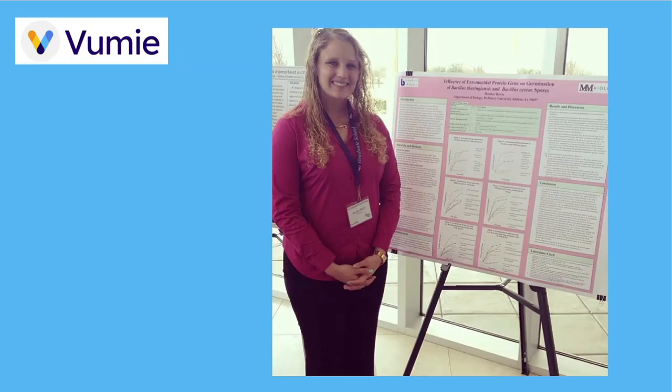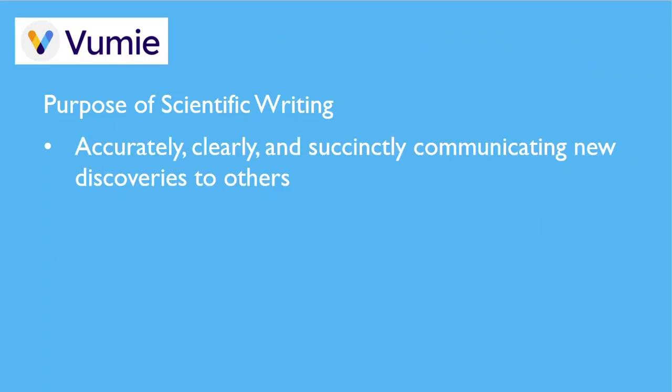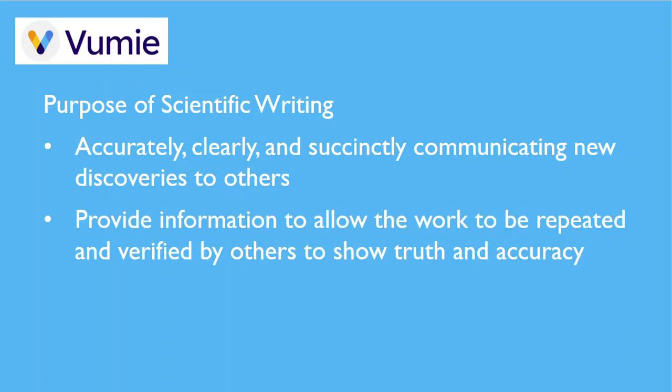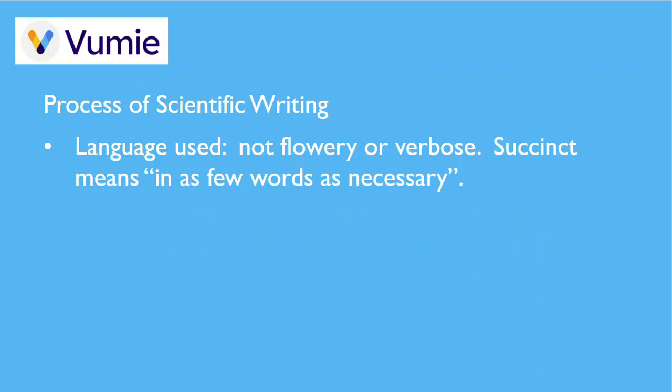The process of scientific communication is unlike the writing that you use in most other classes. Its purpose is to accurately, clearly, and succinctly communicate a research study to others so the work can be reproduced and verified as true and accurate. Good scientific writing is not measured by how many words that you use. It's measured by the completeness and clarity in expressing the thought behind a project, the methods that were used, the results that were obtained, and the meaning that was derived from the work.